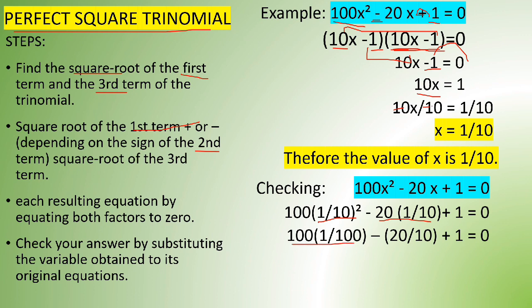And then, i-perform muna natin to. We have 100 times 1 is 100 all over 100 minus 20 divided by 10 is 2 plus 1. And then 100 divided by 100 is 1 minus 2 plus 1. And of course, 1 plus 1 is 2. 2 minus 2 is 0 is equal to 0. Therefore, our answer is correct.